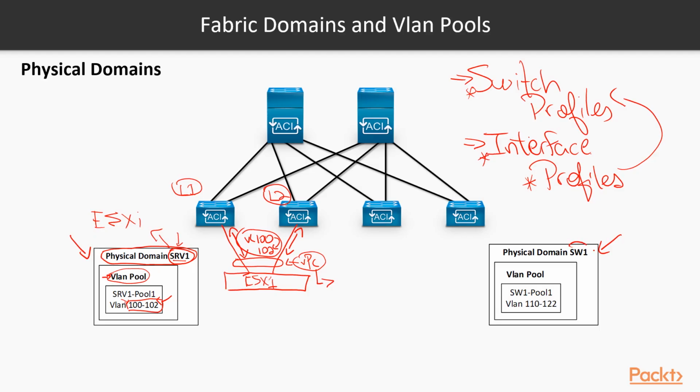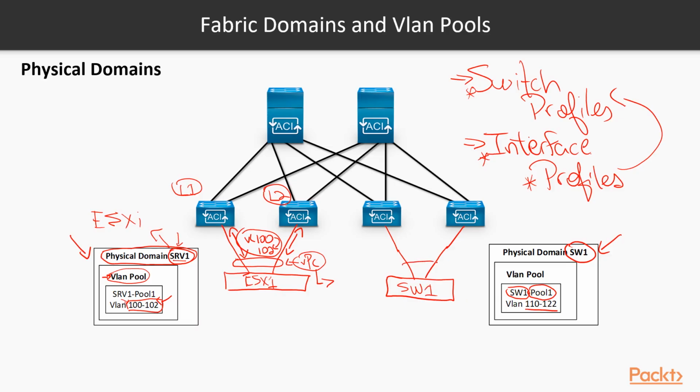Okay, in this other scenario, we have switch 1. Switch 1 has a VLAN pool, and the name of my pool is SW1 pool 1, meaning that I am going to make a VLAN pool object, 110 to 122. This range will be allowed in a downstream switch that we are connecting into the fabric. This will be switch 1.